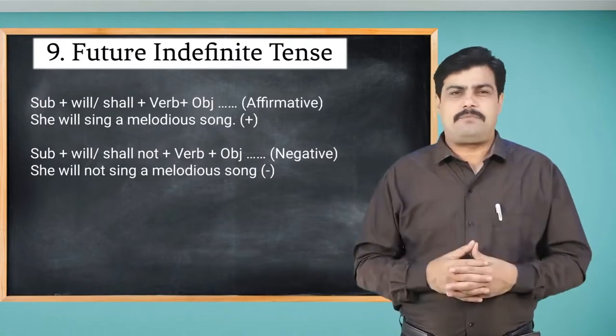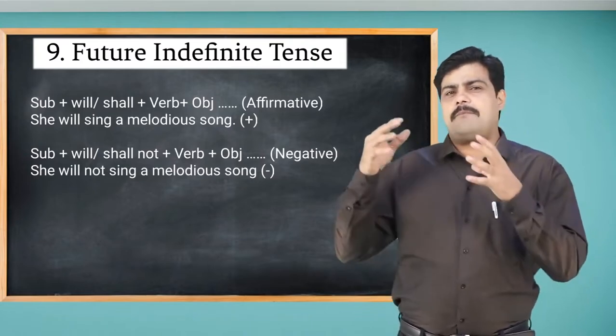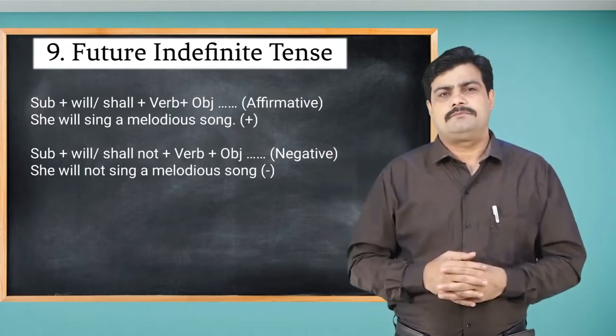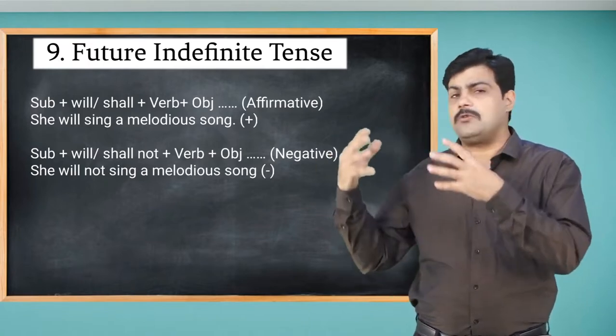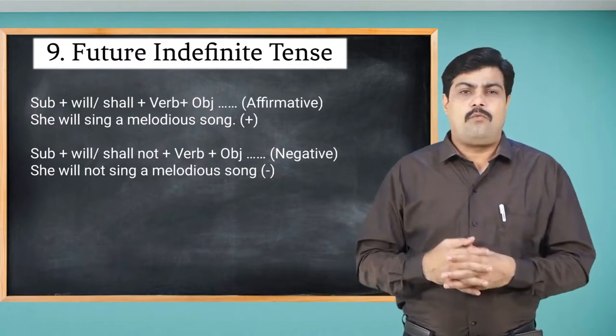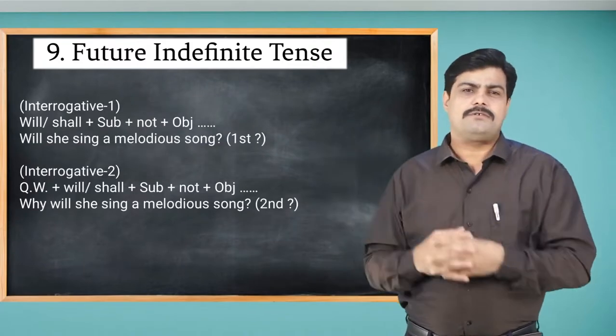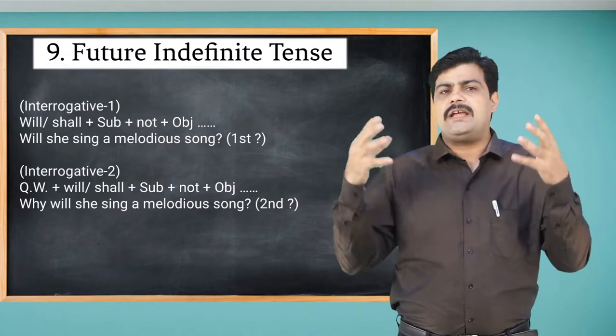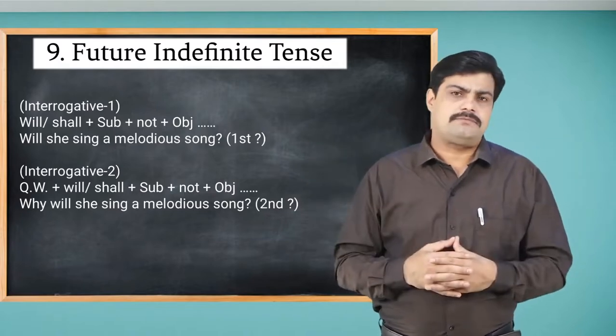That is the structure of affirmative sentence. Let's take the example. She will sing a melodious song. She will not sing a melodious song. Will she sing a melodious song? Why will she sing a melodious song?